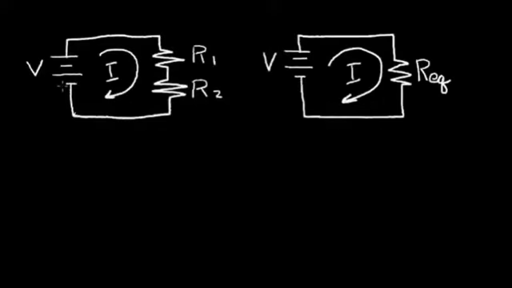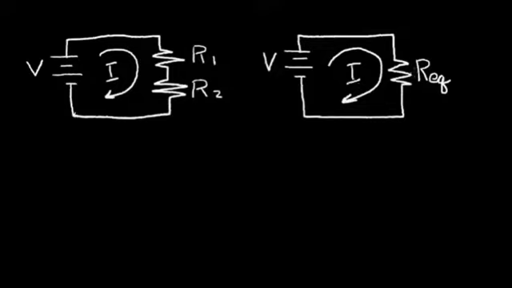I want to talk about series and parallel resistors and the concept of an equivalent resistor. Here I've drawn two series resistors, R1 in series with R2, and I have a battery with a voltage V that applies a voltage across R1 and R2. And on the right I have an equivalent circuit. It has the same voltage V and the same current I flowing in the circuit.